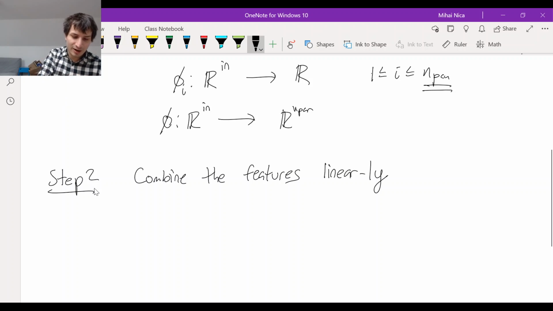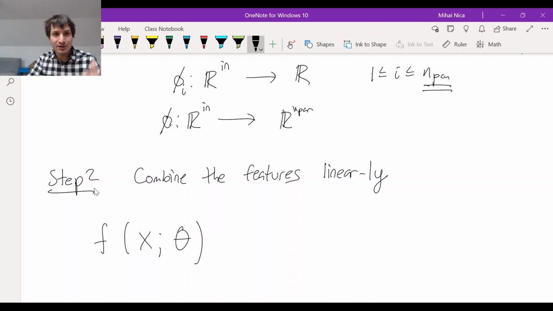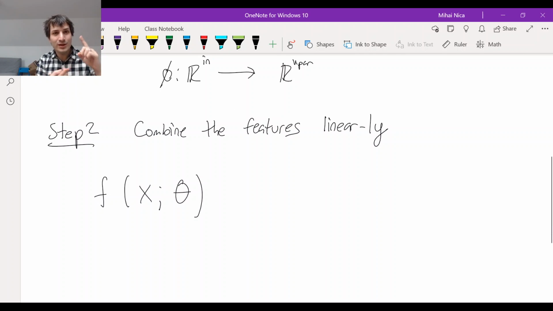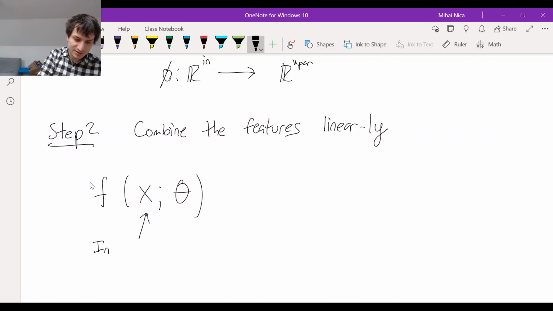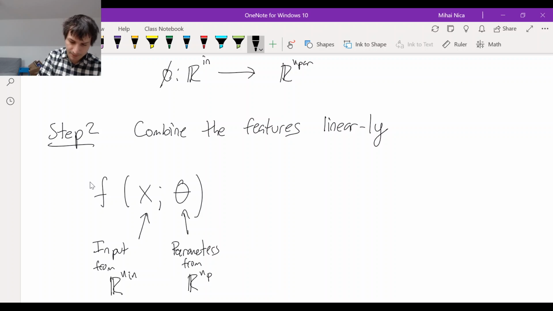What do I mean by that? So our output is going to be some function f. Let me write it like this. So f is going to be the output of our model, and it depends on two things. It depends on what you input, like what image you're inputting into it, and it depends on what the parameters are. So x is the input, from R^n, and theta represents all the possible parameters in the problem. So this is the parameters, from R^n_par.